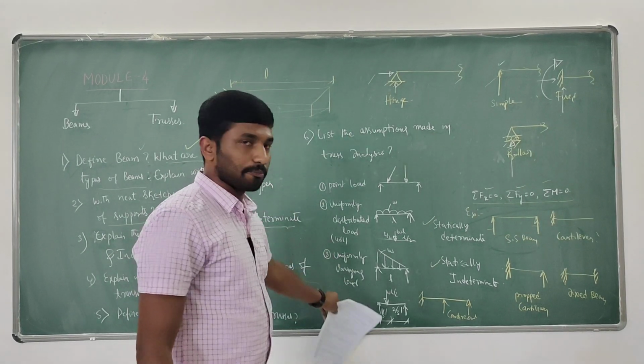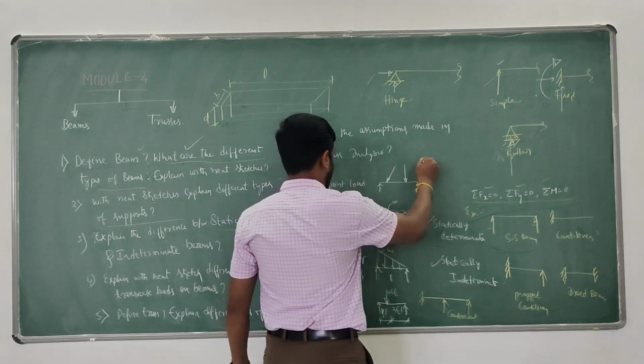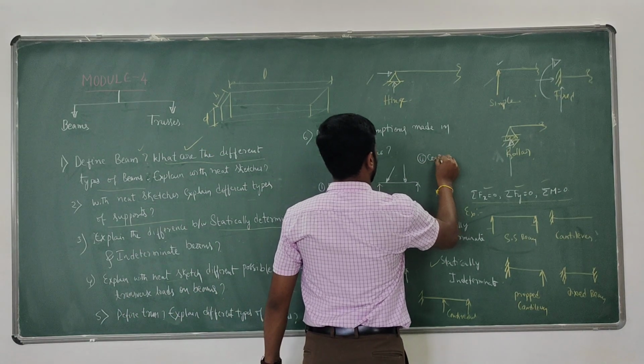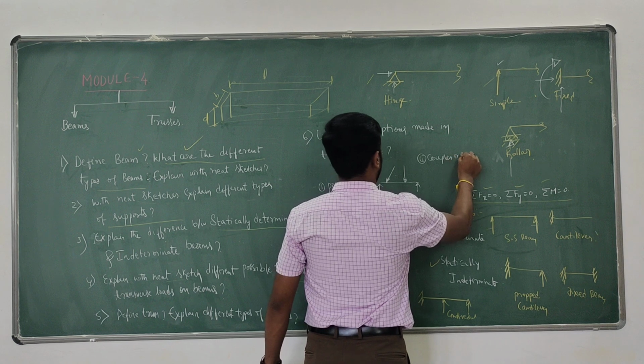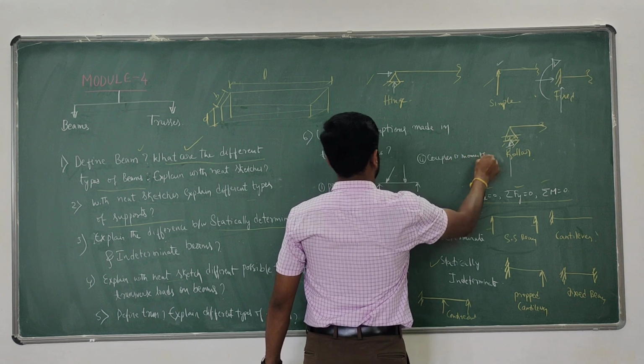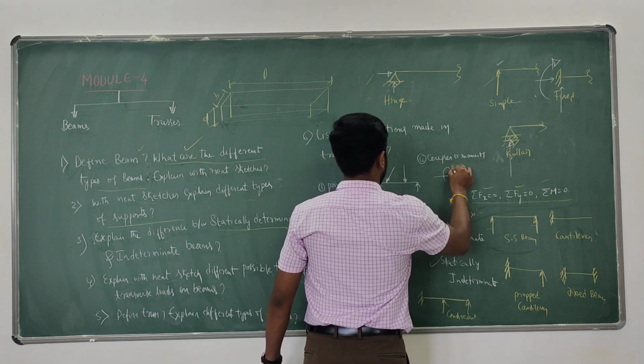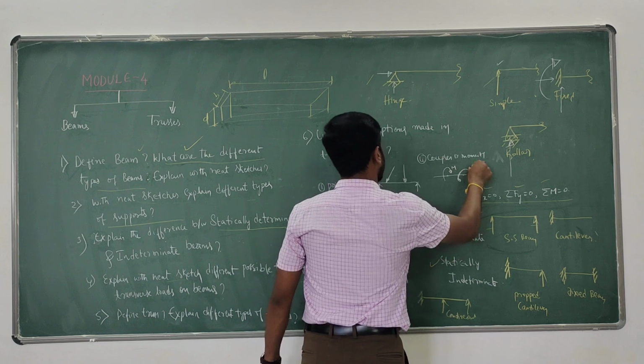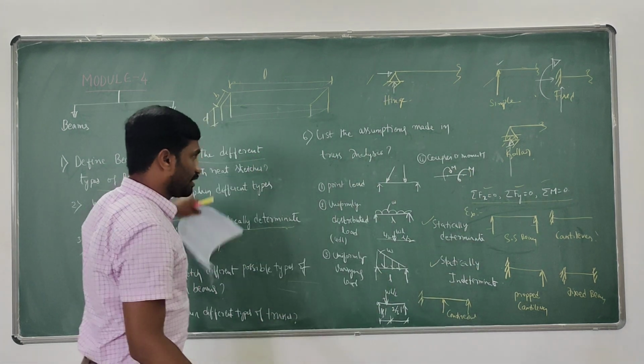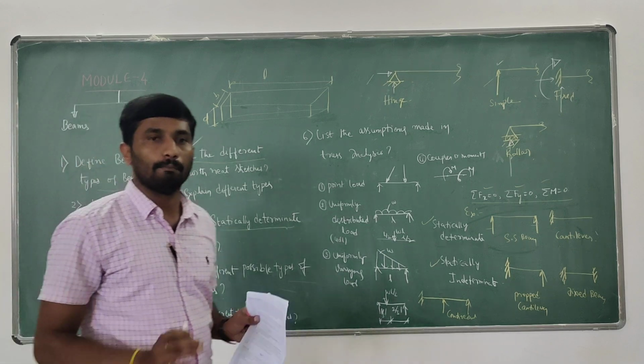These are different types of possible loads. Additionally, you are having couples or moments: clockwise couple and anti-clockwise couple. These are all theory questions associated with beams.